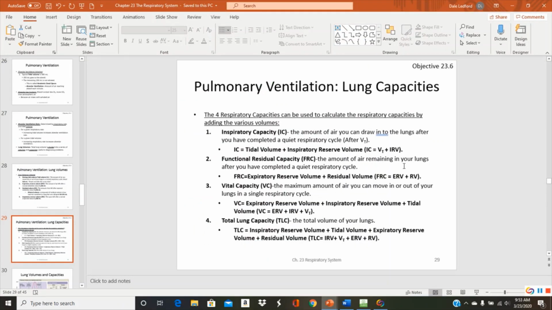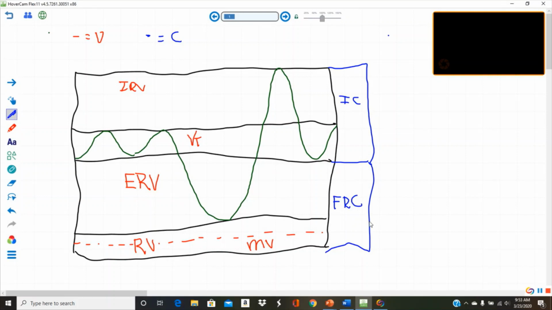Now what we're going to see is vital capacity. That is all the air that you can move in and out of the lungs. The total volume of air that you possibly can move, the maximum amount of air you can move in or out of your lungs, which means it includes everything here. The green line that I graphed is vital capacity. That is the air you can breathe in and out. That is all the air you can move in and out of lungs. Okay?